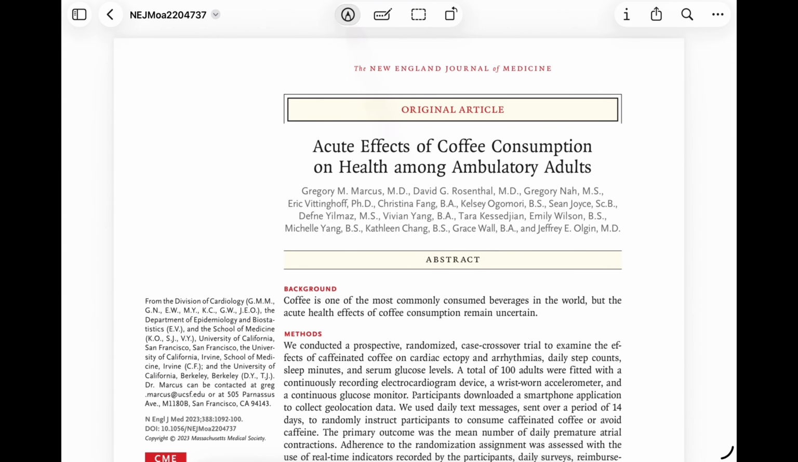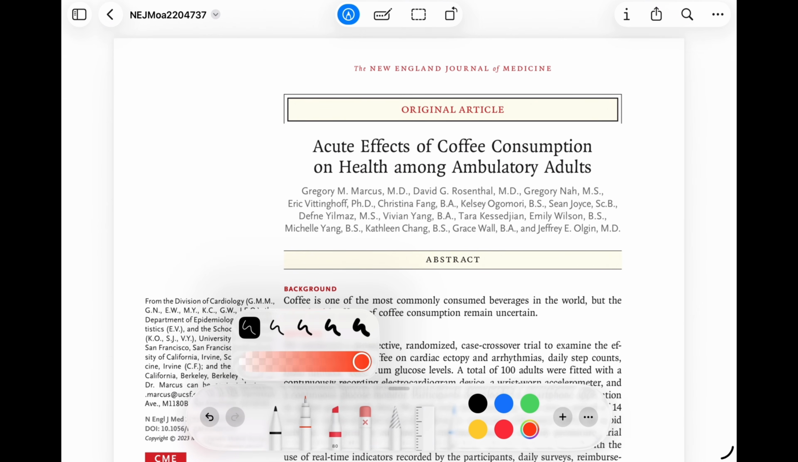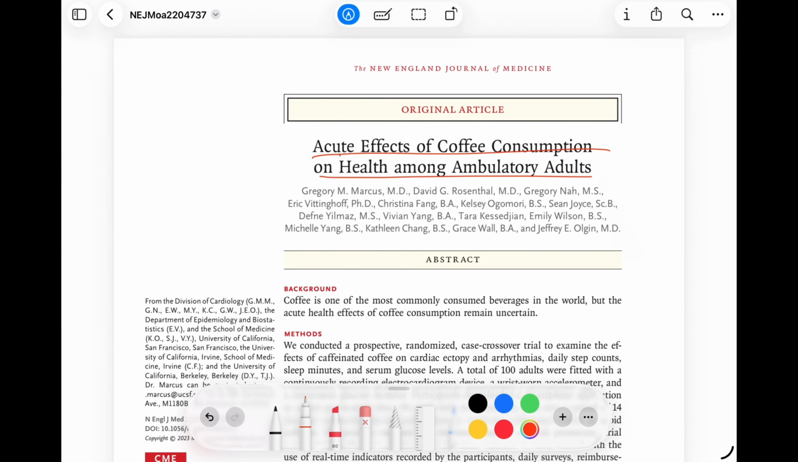So when you first open the study, the first thing that you're going to see is the title. Okay, now let's go through the title first and see what it tells us about the topic. Acute effects of coffee consumption on health among ambulatory adults. So first of all, it told me that coffee consumption is the intervention here. So they are testing coffee consumption. And what population? Ambulatory adults. That is their population.